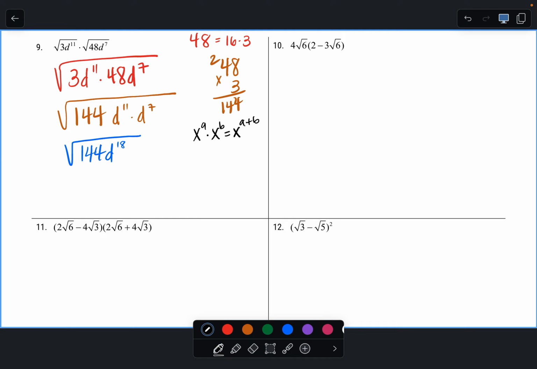So what can I do? Square root of 36. What is the square root of 36? 6. So I'm going to have 8 square roots of 6 minus 12 times 6. And what is 12 times 6? 72.